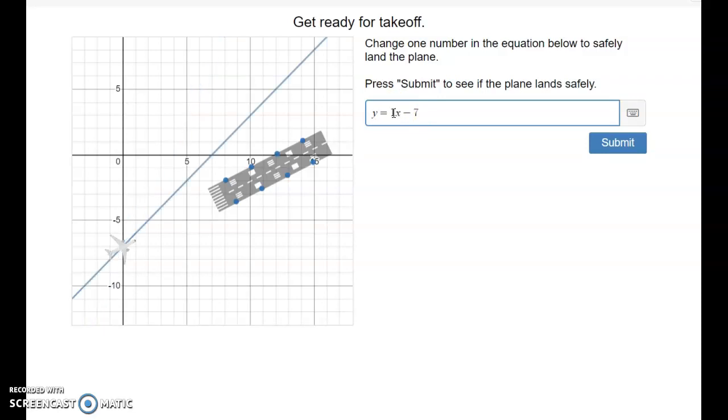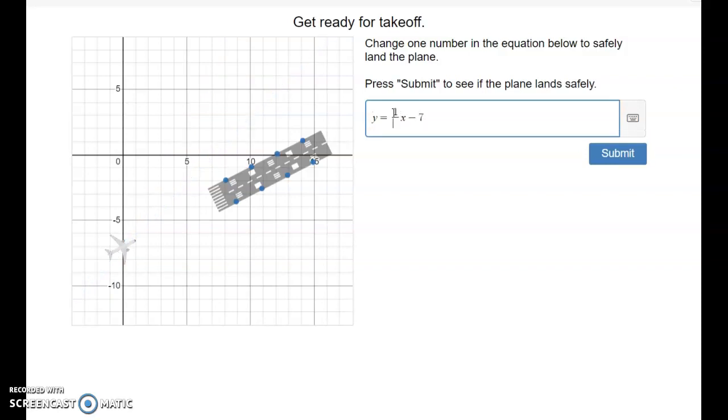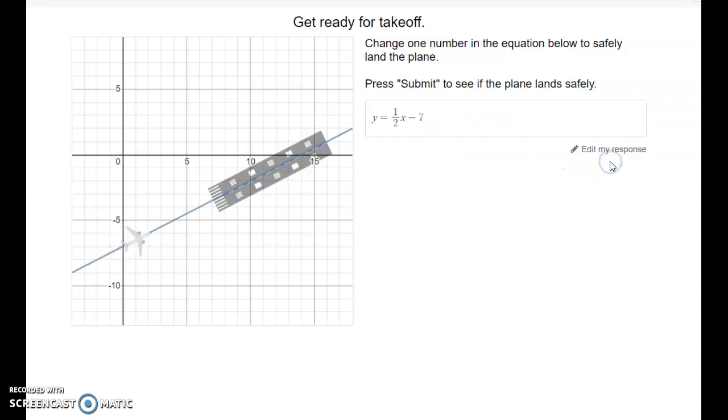Let's change it to 1. Okay, so it's getting steeper. Let's change it to a half. That's pretty darn close. Let's see. Let's try a third. No. Try a fourth. No. So let's try a half. If we hit submit, 1/2 x minus 7. Woohoo! We landed the plane safely!